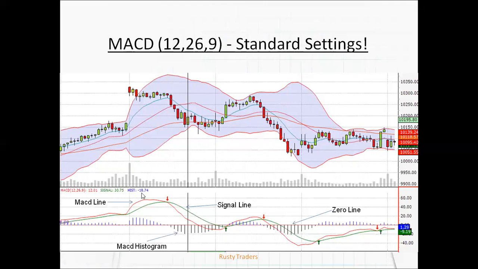So if you see, the histogram is nothing but the difference between the MACD line and the signal line. So 12.01 minus 30.75 is minus 18.74. So hope this has made it clear as to how MACD as an indicator is plotted and what are its inputs and how does it look.